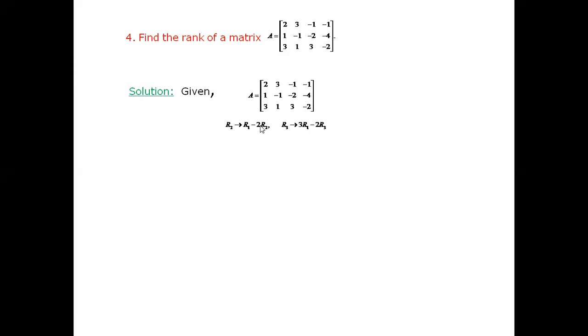What we can use? R1. This is 1 now, multiply by 2. So 1 into 2, 2. Let us subtract 2 minus 2. It becomes 0. So this transformation I'll use: R2 implies R1 minus 2 times R2. And next R3. So here we have 3, here we have 2. What we can use? 3 times of this minus 2 times of this. 3 times of this means 3 into 2, 6. 2 times of this means 2 into 3, 6. So 6 minus 6, I can write 0.